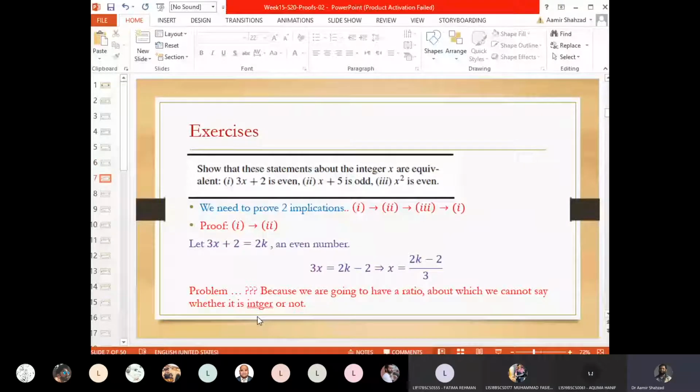Next example is show that these three statements about an integer x are equivalent. पहली statement है 3x plus 2 is even. दूसरी statement है x plus 5 is odd. Third statement is x square is even. So इन तीनों को हमने equivalent show करना है.